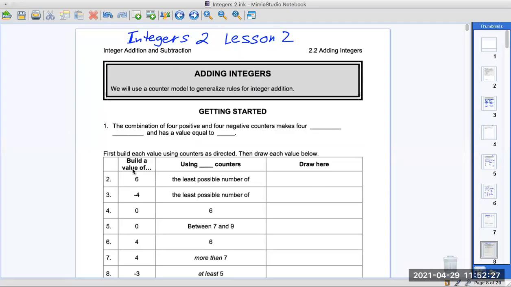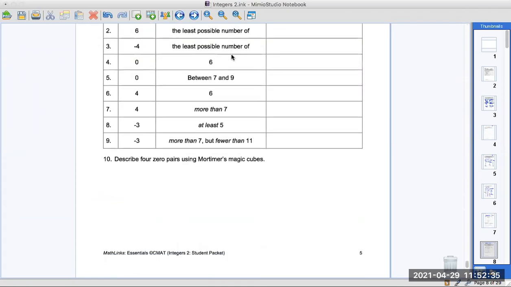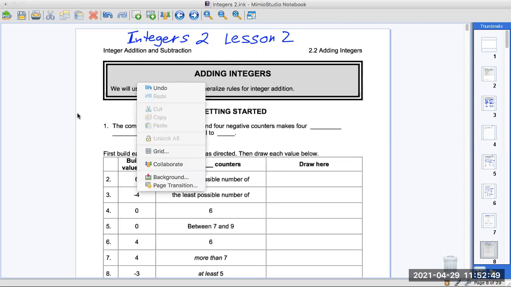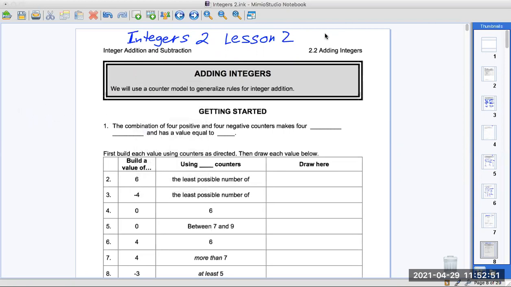Hello, everybody, and welcome to our lesson 2, Integers 2 book, which is a yellow book. And we're starting on page 5. This page is actually homework. So I will get you started on it, but it's not hard. So I want you to try those questions.